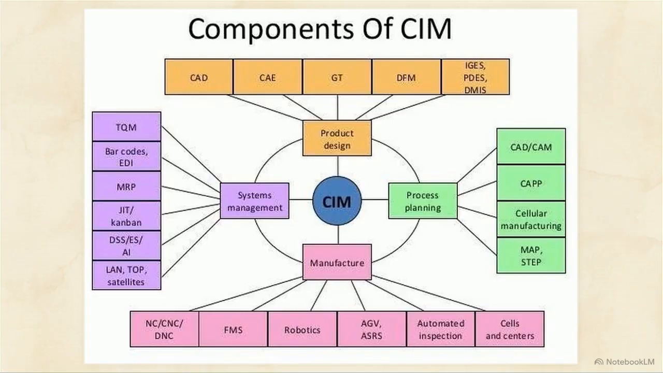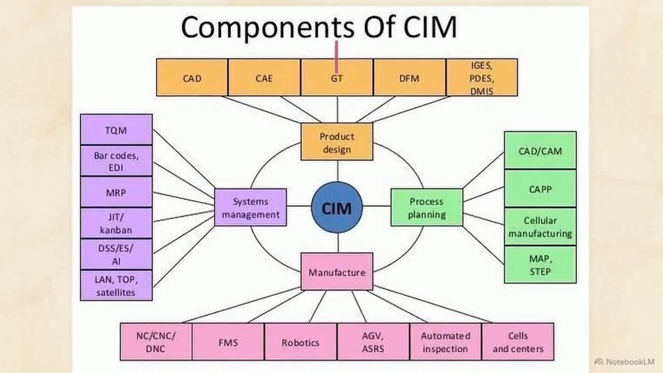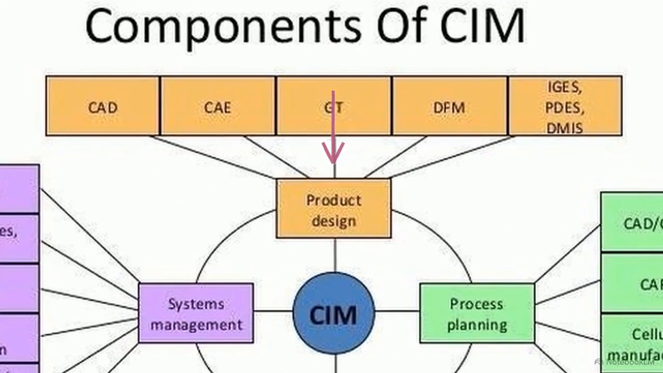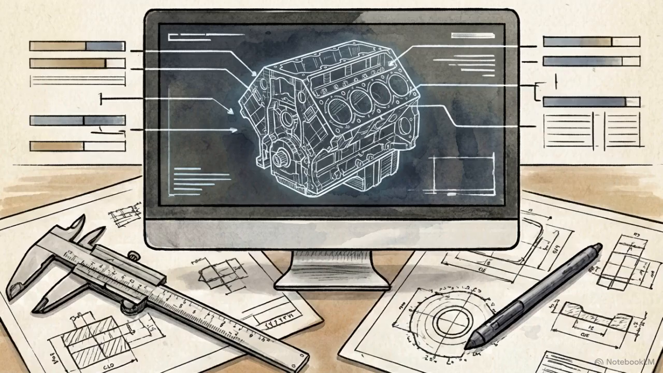This diagram shows the complete architecture of a computer-integrated manufacturing system. It is broken down into distinct functional subsystems that surround a central management hub. The digital thread of any manufactured part originates here, in the product design sector. This is where computer-aided design, or CAD, takes over.